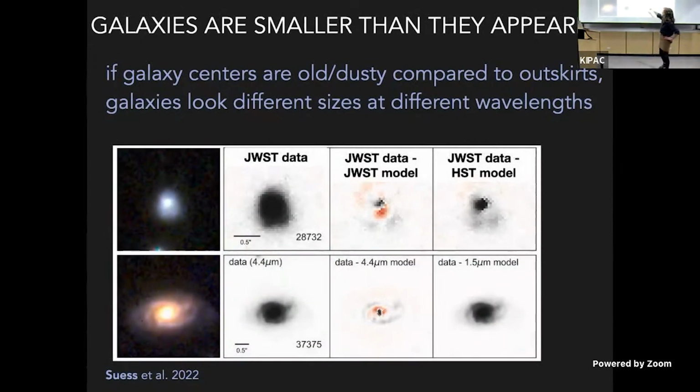We're also finding that galaxies seem much smaller than we originally thought. This is because the centers of galaxies seem to be much redder than we thought. And that's because the centers are either older or dustier than the outskirts.